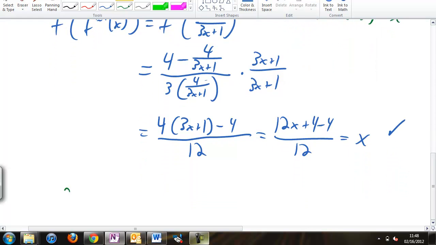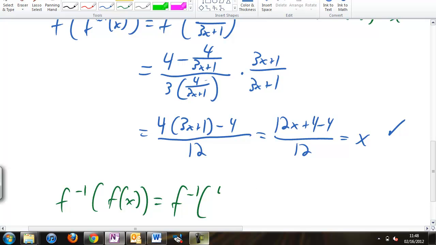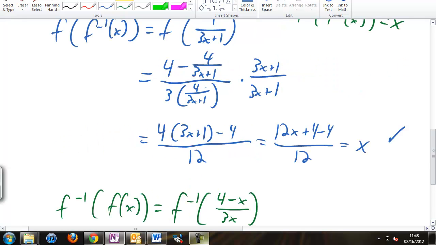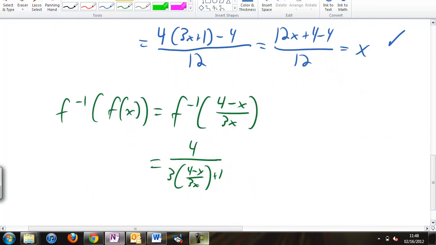Now let's go the other way. F inverse of f, well, that means f inverse of 4 minus x over 3x. Well, f inverse is 4 over 3 times 4 minus x over 3x, then plus 1. Okay, well, we can cancel the 3, so we get 4 over 4 minus x over x plus 1.